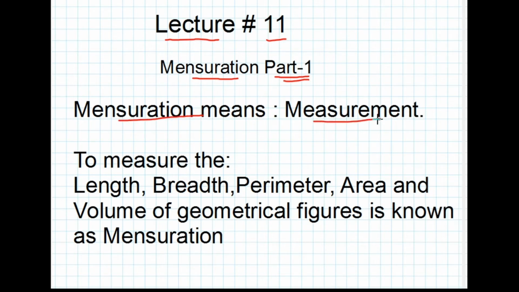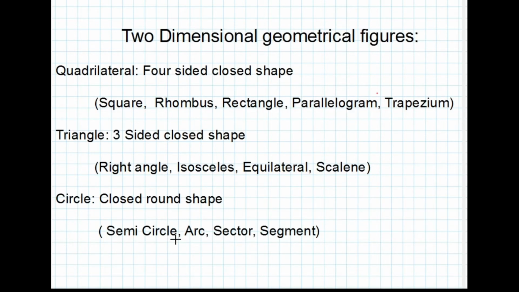Mensuration means measurement. In order to measure length, breadth, perimeter, area and volume of a geometrical figure, we say it is mensuration. We can categorize two-dimensional figures as quadrilateral, a four-sided closed shape. Examples are square, rhombus, rectangle, parallelogram, trapezium, etc.